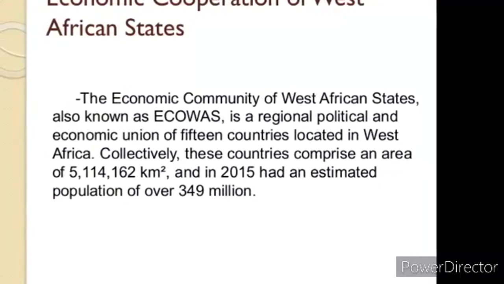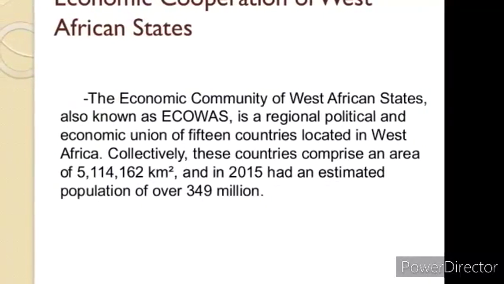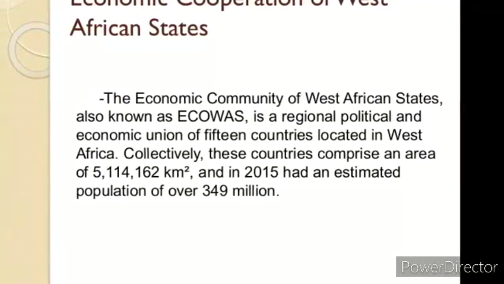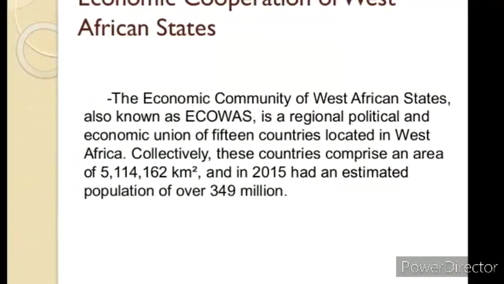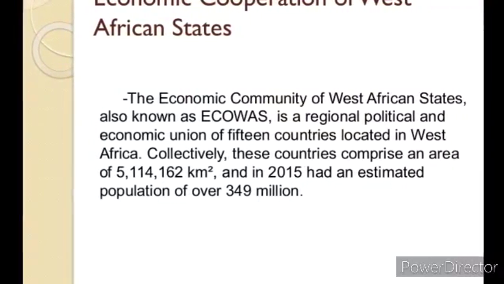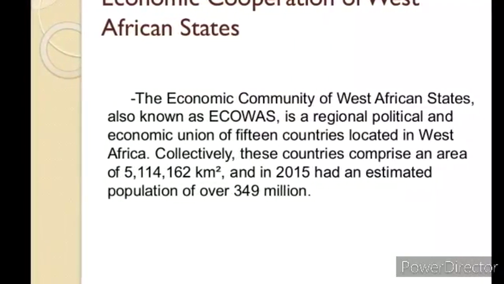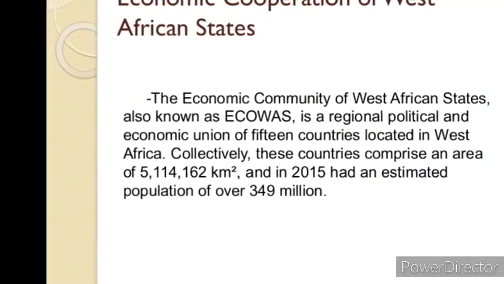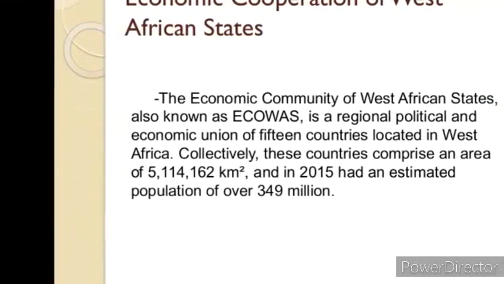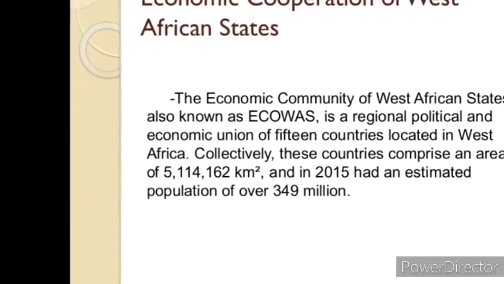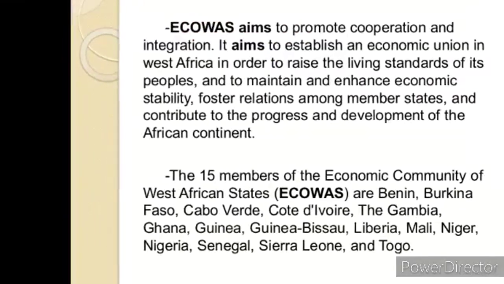Economic Community of West African States. The Economic Community of West African States, also known as ECOWAS, is a regional political and economic union of 15 countries located in West Africa. Collectively, these countries comprise an area of 5,114,162 square kilometers and in 2015 had an estimated population of over 349 million.